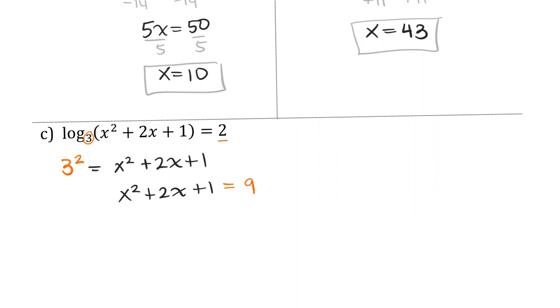Okay, this looks okay, but it is quadratic. So I'm gonna get 2 answers probably. It also has this 2x, so I'm gonna probably factor this. So I'm gonna subtract the 9 because I think I'm gonna have to factor. 1 minus 9 is negative 8, but now it equals 0. Okay, so let's go ahead and try to factor this, and hopefully it factors.